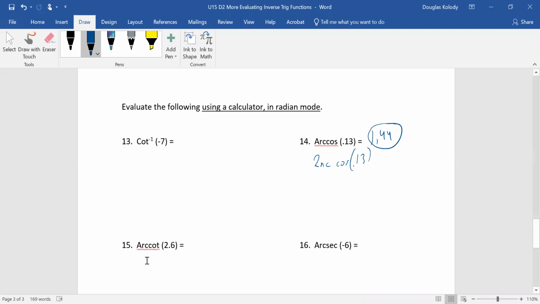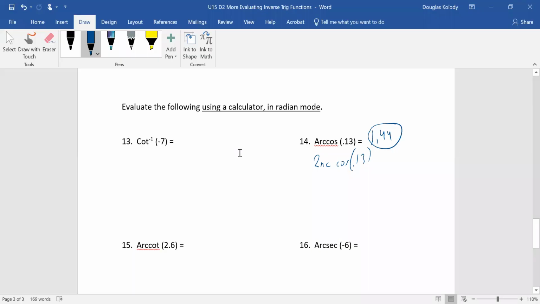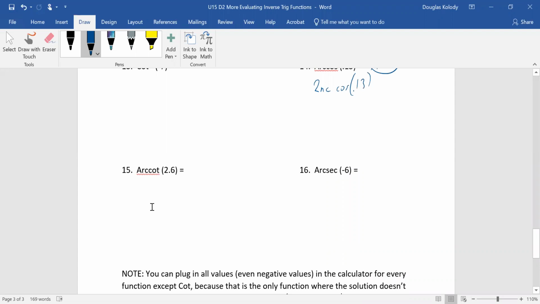The arc cotangent of 2.6. All right, so let me go to my calculator. And let's get to it. Second tangent. Oh, wait, time out. Let me go back to the sheet. Oh, yeah, I forgot. Can't just type that in, right? So this is basically saying the arc tangent of 1 over 2.6.